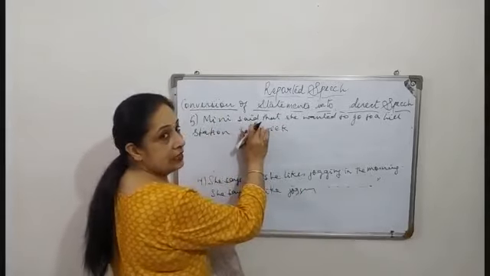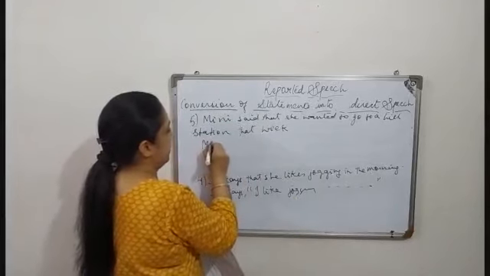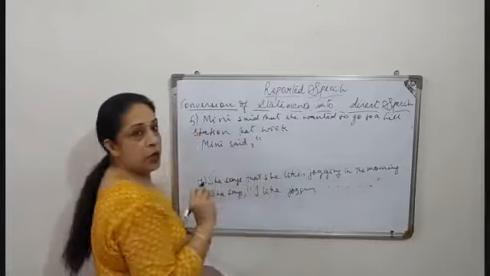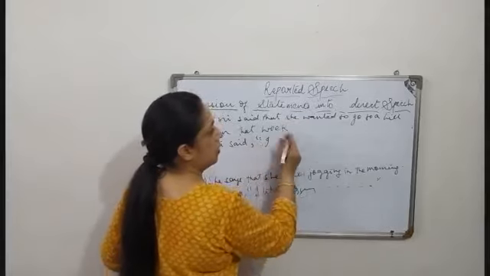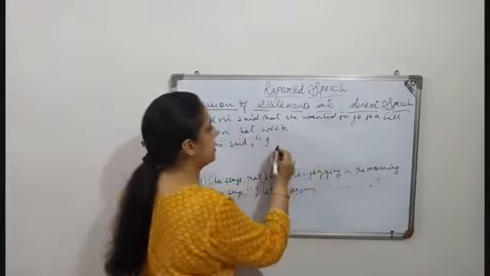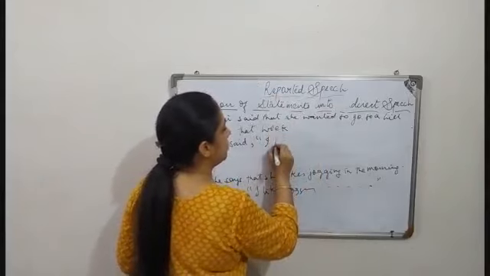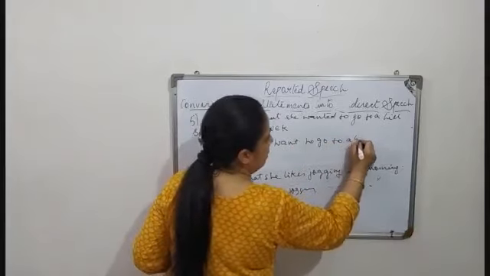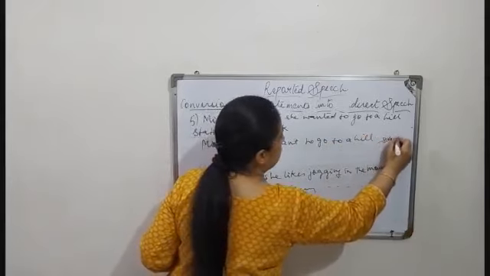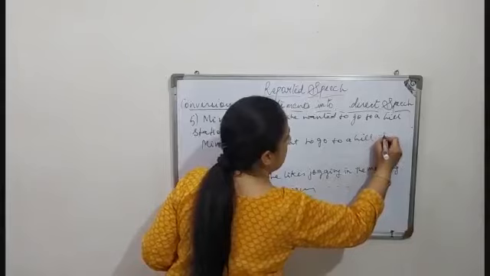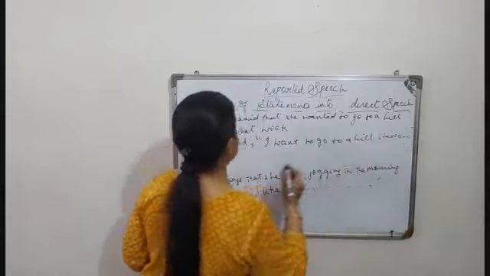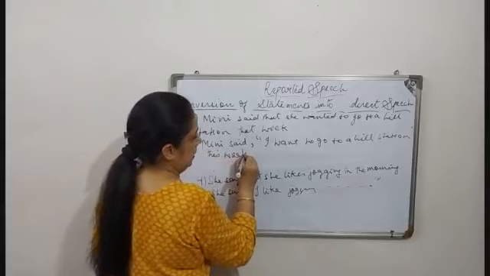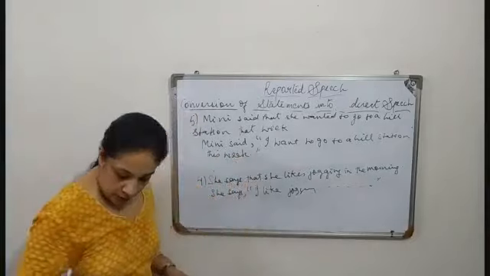Minnie said will remain said. Minnie said, comma, inverted comma, open. I wanted is past tense. We have to make it present tense. I want to go to a hill station, that week becomes this week. Alright, full stop, inverted comma, close.